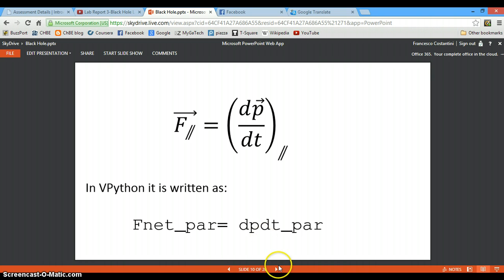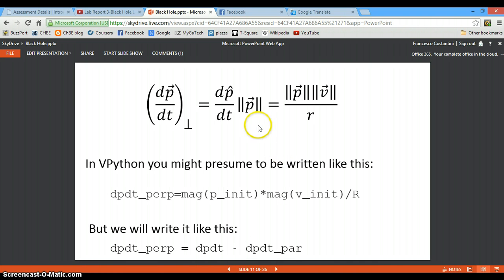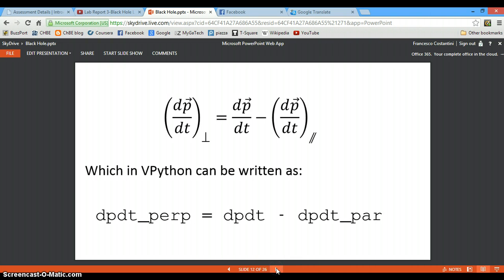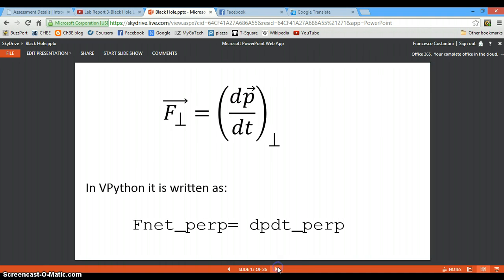And this is how the perpendicular component of dP/dt is written. You might presume to translate this equation into this piece of code, however, we lack the radius of the kissing circle tangent to the trajectory of the star. So we will write it as the difference between dP/dt and dP/dt parallel. Since dP/dt and dP/dt parallel are known in the code and since Fnet is the sum of its parallel and perpendicular components, this is how it is written in VPython. Fnet perpendicular is equal to dP/dt perpendicular, for the same reason applied on the parallel component of Fnet.